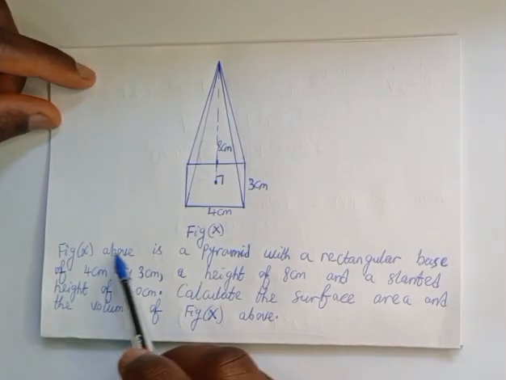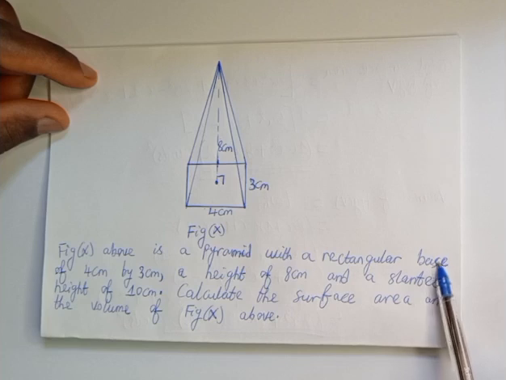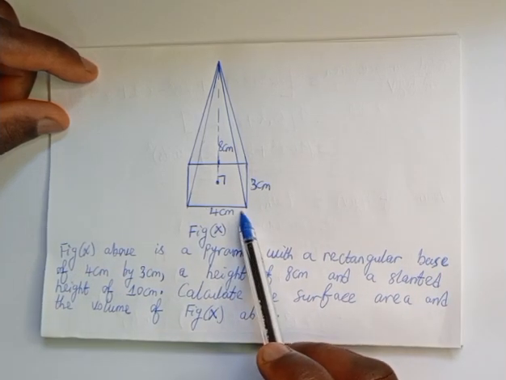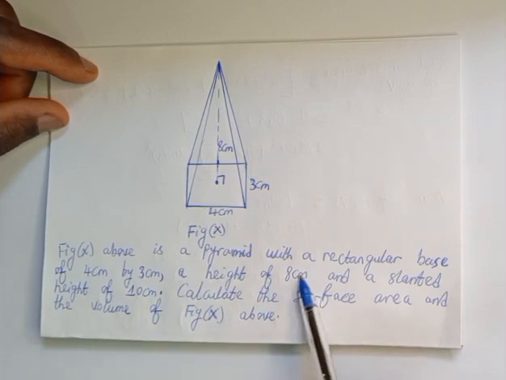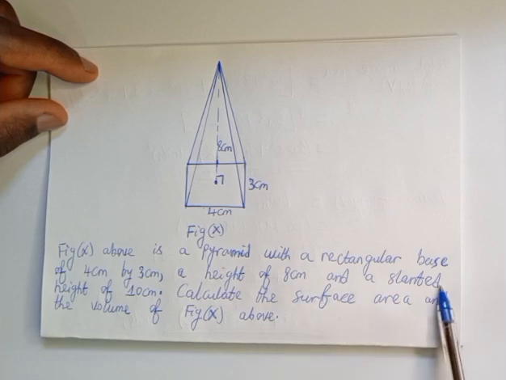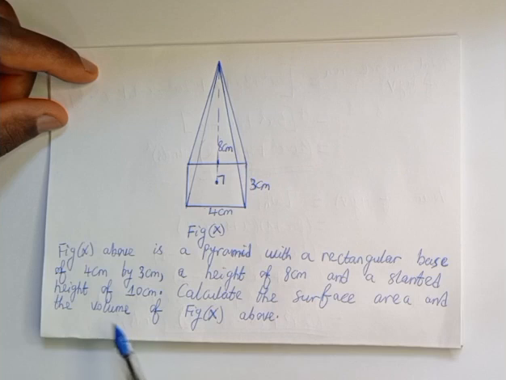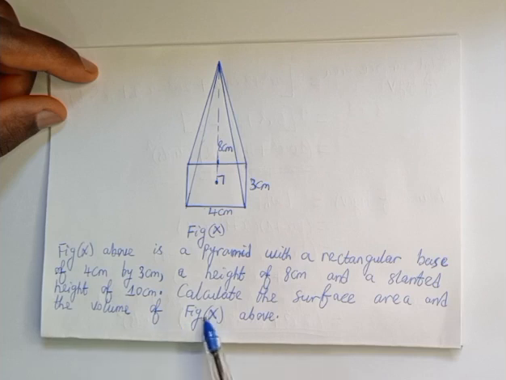Figure X above is a pyramid with a rectangular base of 4 centimeters by 3 centimeters, a height of 8 centimeters, and a slanted height of 10 centimeters. Calculate the surface area and the volume of figure X above.